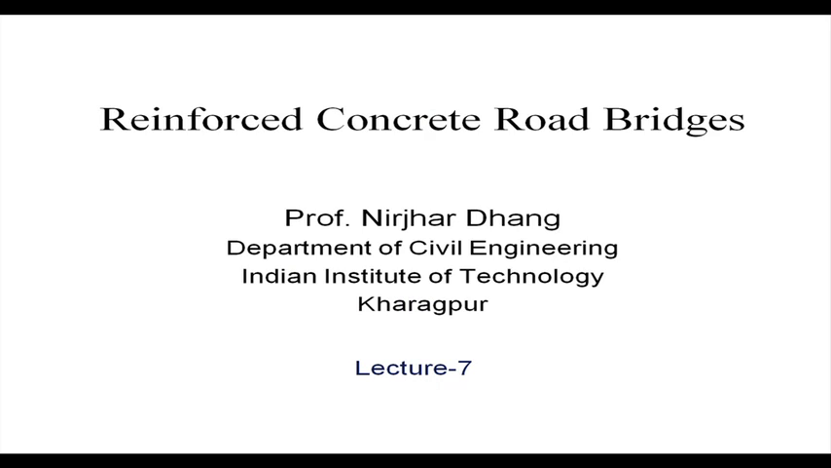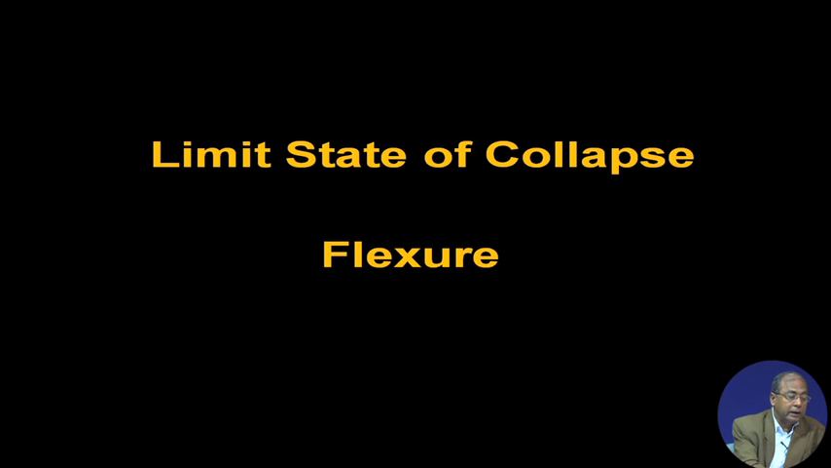So, this is our lecture number 7 on reinforced concrete road bridges, and we are coming back to the limit state method, as per IS 456 2000. And we are again considering first the limit state of collapse, that is flexure, because our objective in this particular course is that mainly it will be governed by your flexure and your shear. I have told it a number of times. So, let us check with the flexure only.